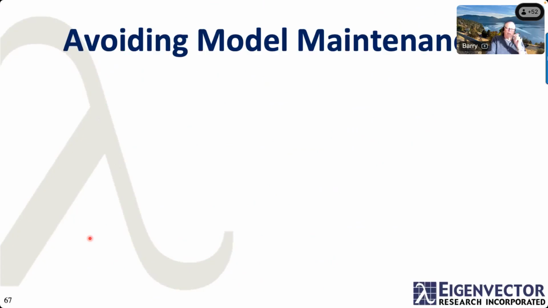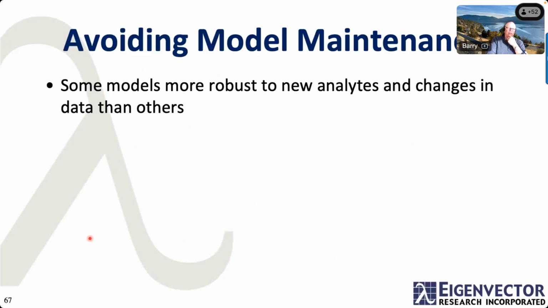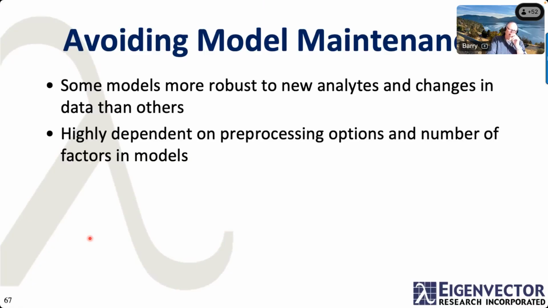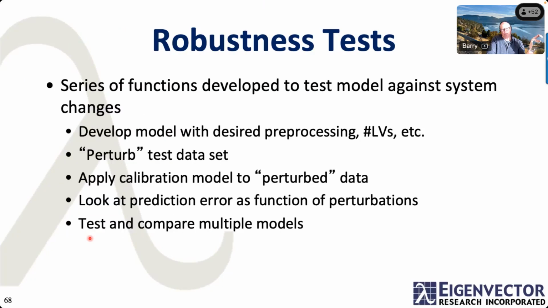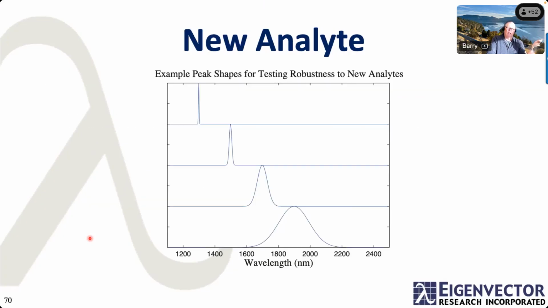Before I go, I just want to say a word about avoiding model maintenance. Some models are more robust to new analytes and changes in the data than others. That's highly dependent on the pre-processing options and the number of factors in your models. And we put tools in our software a long time ago to test model robustness to new interferences and registration shifts. Basically, these are a series of functions that test the model against these changes. So one of them that we use is the new analyte challenge.